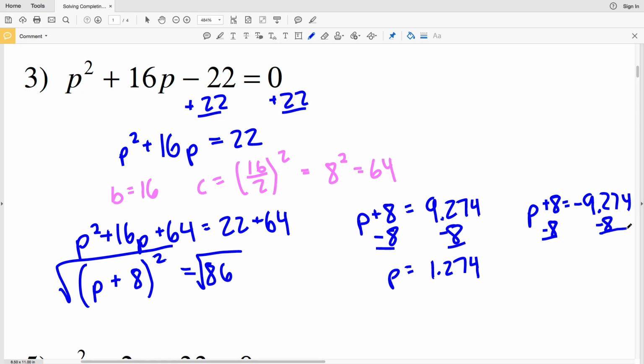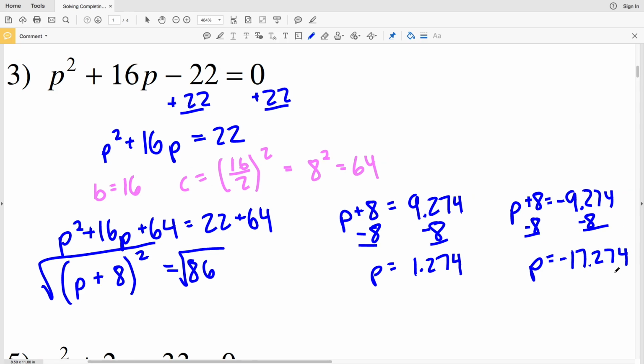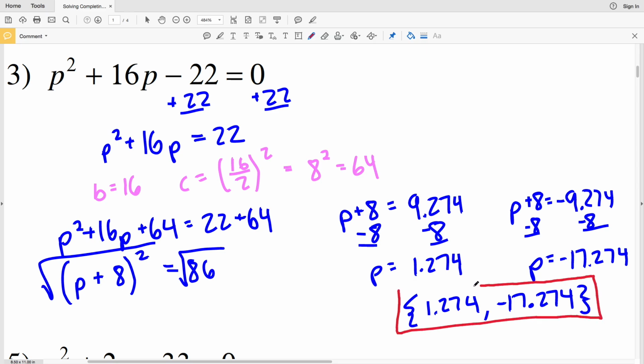Then for the second equation, I'll subtract 8 from both sides to get that p is equal to a negative 17.274. And on the answer sheet, they got negative 17.273. However, I rounded up as opposed to just truncating or rounding down. So my solutions for number 3 are 1.274 and negative 17.274. Those are my solutions when I solve by completing the square.